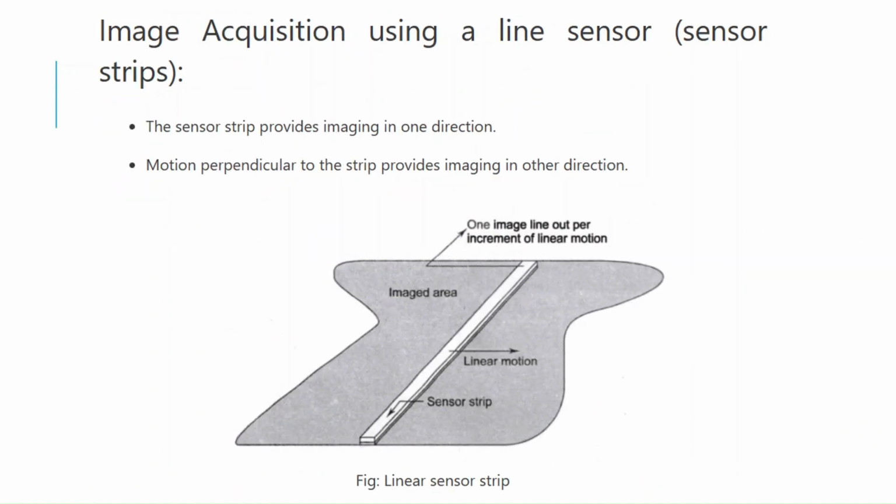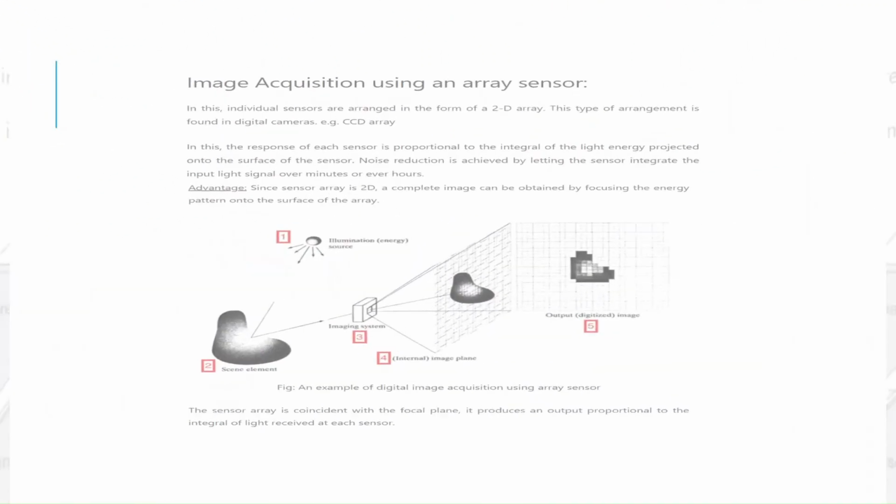Image acquisition using a line sensor or sensor strips. The sensor strip provides imaging in one direction, and the motion perpendicular to the strip provides imaging in the other direction. As you can see in the image, the imaged area has a linear motion, and the sensor strip has one motion. So both form to give our x and y coordinates.